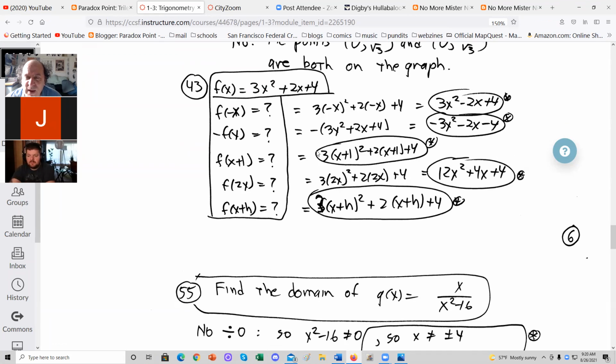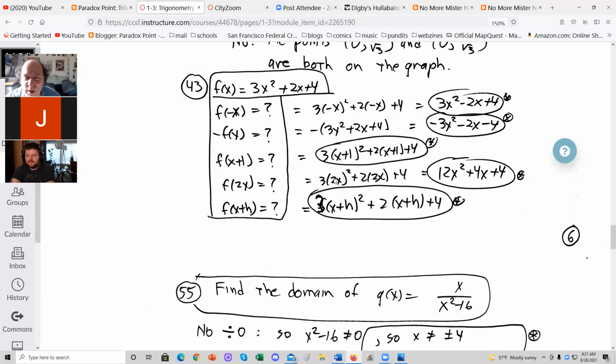Okay. F of x plus 1, you just plug in x plus 1 wherever the x was. 3 times the square of x plus 1 plus twice x plus 1 plus 4. Now I could expand this and then work it out, but that's sort of aside the point right now.